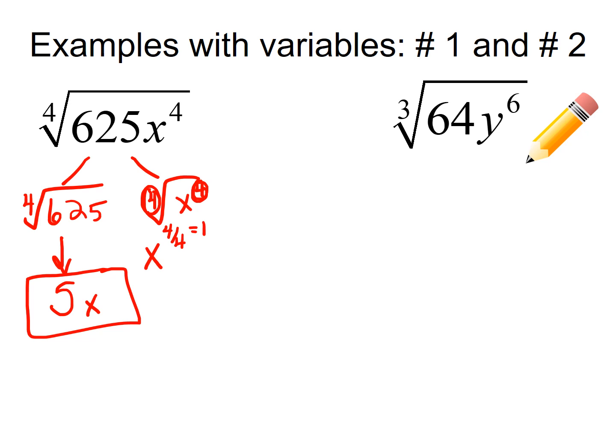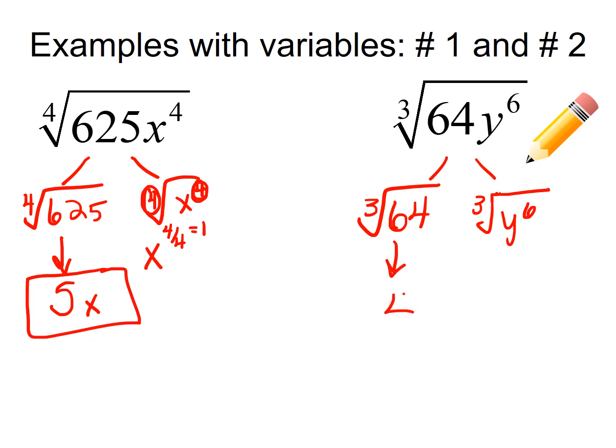Okay, looking at example number 2 now, let's split it up. So the cubed root or the third root of 64 and the third root of y to the 6th. So we split it up into the number and the variable. Well, if we go to our perfect roots table, we see that 64 is a perfect cube. So that means that this reduces to a whole number of 4. We didn't have to try to simplify it. It just simplifies nicely to the whole number 4, because 64 is a perfect cube.